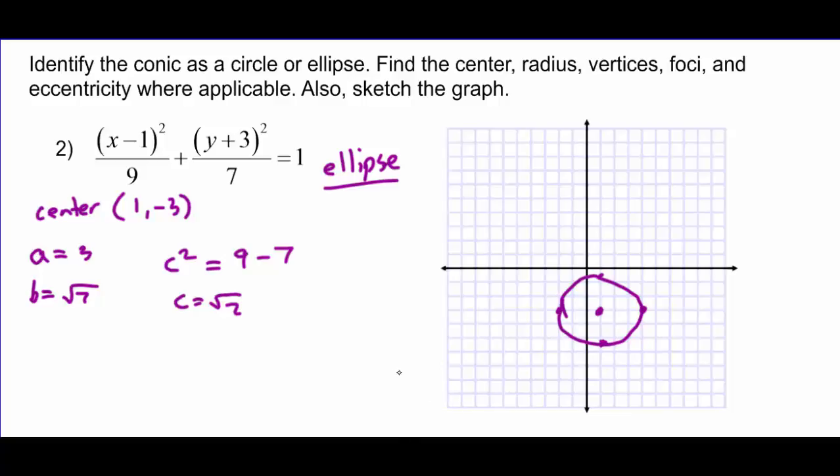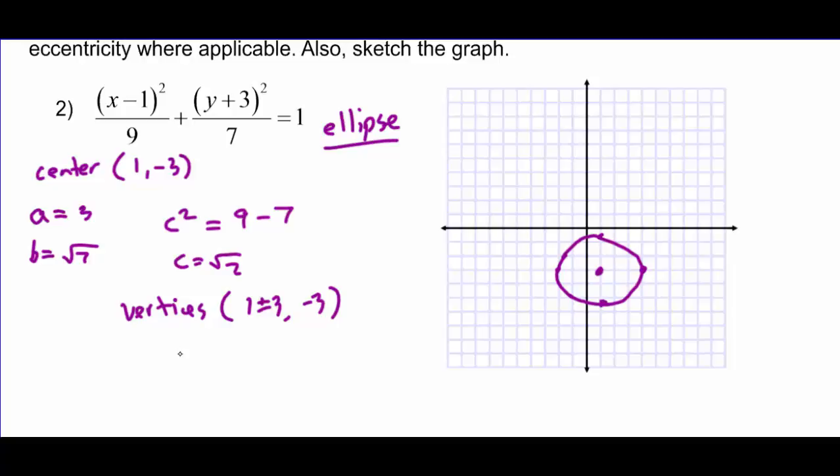Okay, I need to mark some of the key information. Now, here's the thing to remember. The center's at 1, -3. The vertices were to the left and right of that center. So I don't actually have to write the 2 points out separately. If you'd like to, you could do it like this. The vertices are 1 plus or minus 3, -3. Now, of course, that's the same as saying 4, -3, and -2, -3. You can do it that way too.